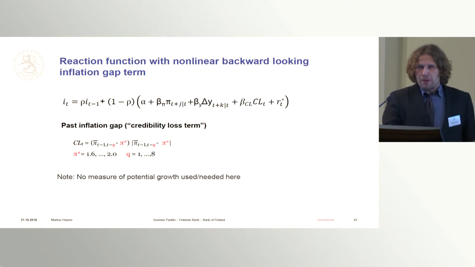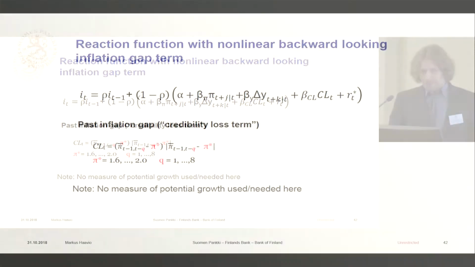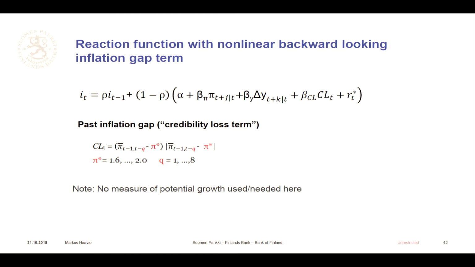So basically we use a very similar monetary policy rule, but now we have added this backward-looking credibility loss term, where the credibility loss term punishes you if you have deviated very persistently from the inflation target. Typically, in the good specifications that we found, deviating persistently means that you have deviated for something like 6 quarters to 8 quarters, so 1.5 years or 2 years you've been too high or too low.